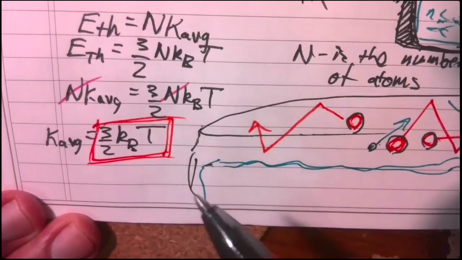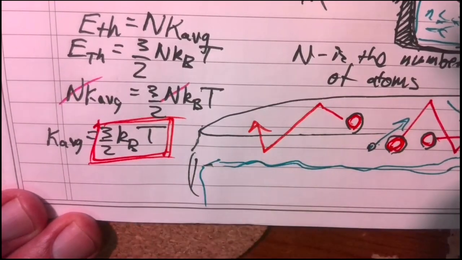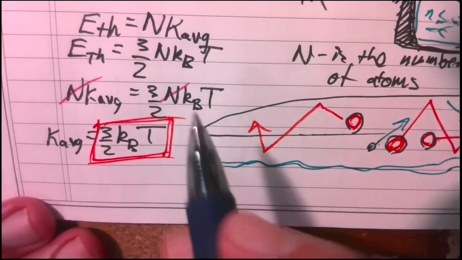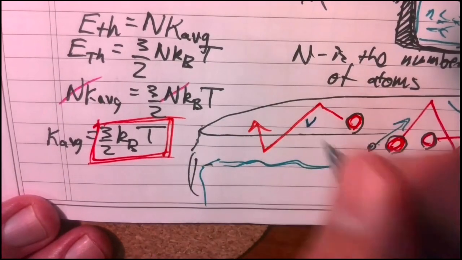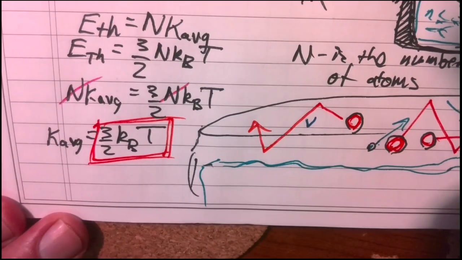How did we come up with this? Okay, because this is a very useful equation. We can do other things here. Let's say we want to find, well, these molecules are zipping around in here. How do we find what their velocity is? How do we know how fast these things are actually moving?